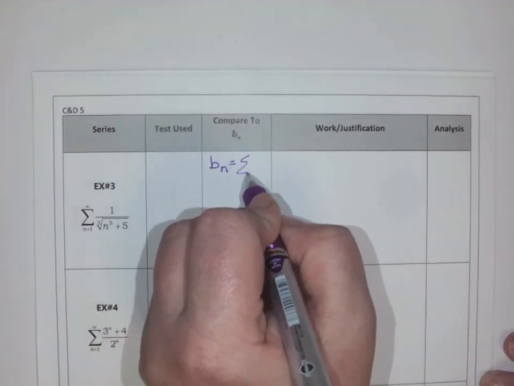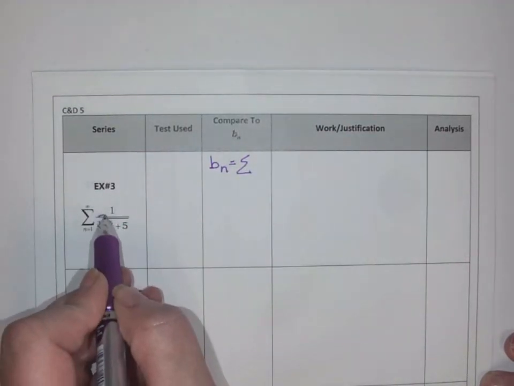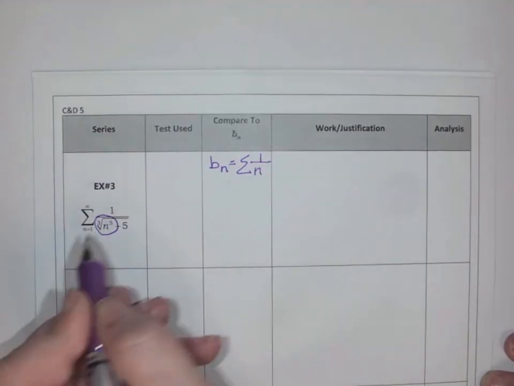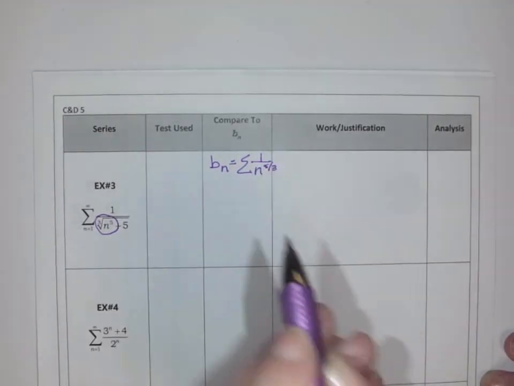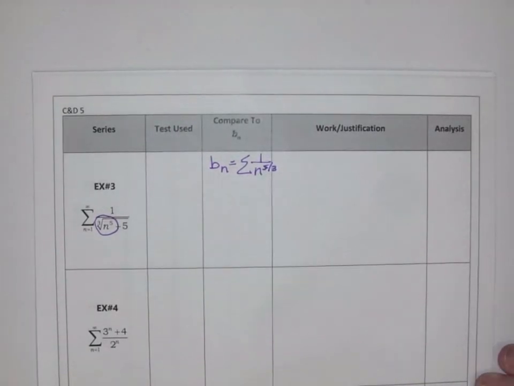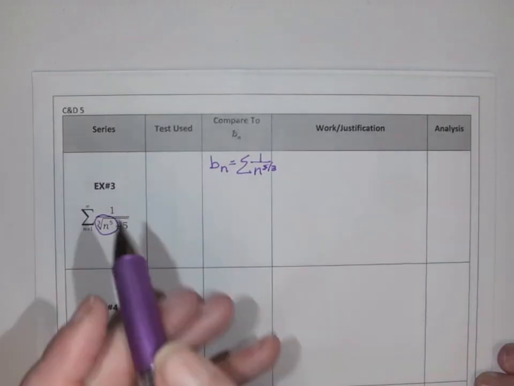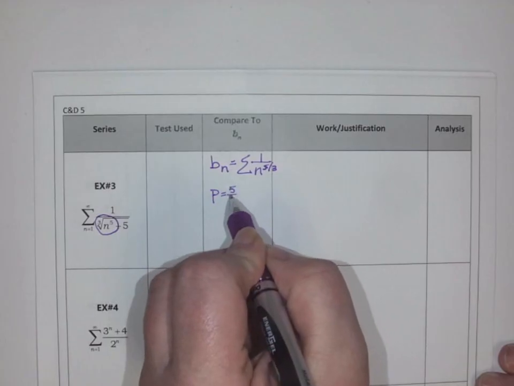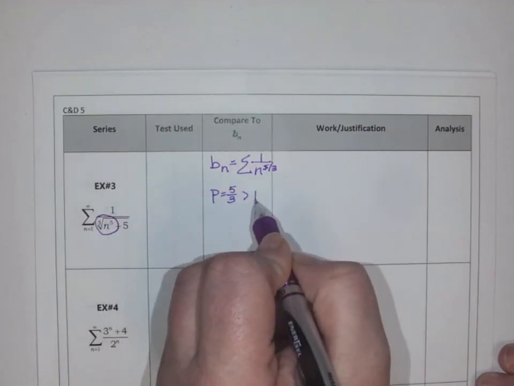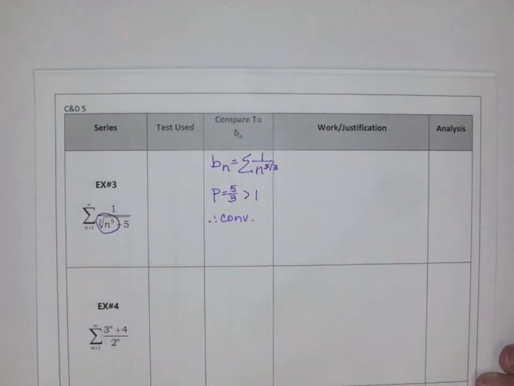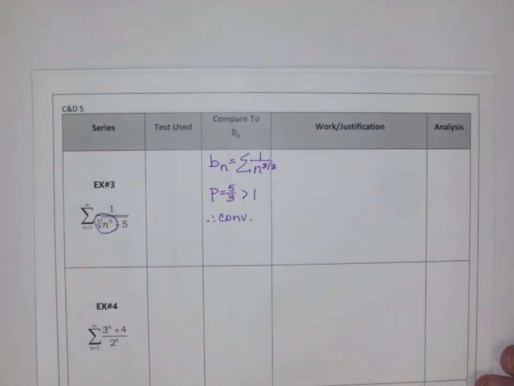We're going to say b sub n is the sum, and we're going to use just this guy right here, which would be 1 over n to the 5/3, okay? I'm going to go ahead and write it as a fractional exponent instead of a radical. Now we need to know what that guy does. Well, that's a p-series where p is equal to 5/3, and 5/3 is greater than 1, so therefore our comparison series converges. So now we've got to see if we can line it up.